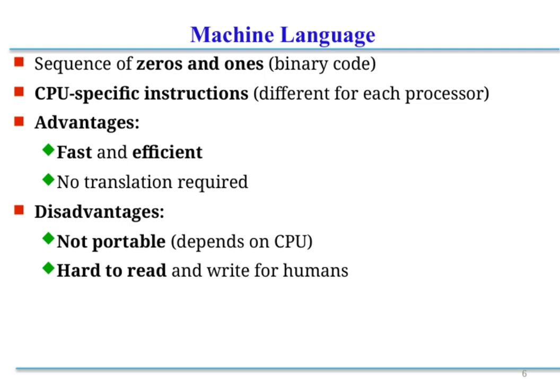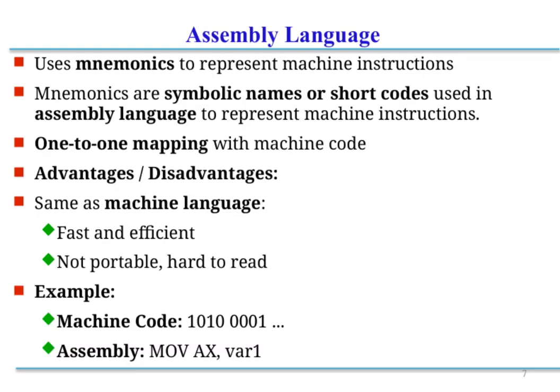So, while machine language is powerful, its limitations highlight why we often use higher-level languages for everyday programming. But understanding this foundation is key to grasping how computers operate at their most basic level. Now, let's talk about how mnemonics are used to represent machine instructions.